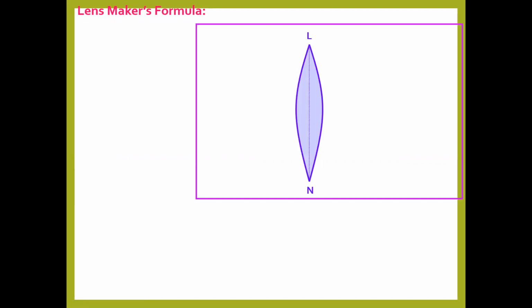So let's start with the lens maker's formula. Here is a diagram of a lens. The refractive index of the material of the lens: normally we take glass materials, but there are different kinds of glass material possible.